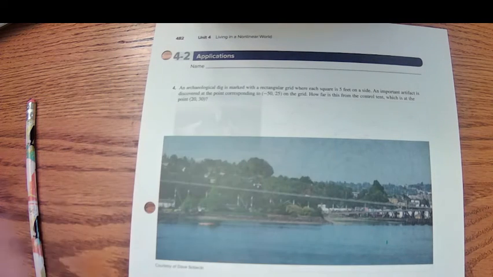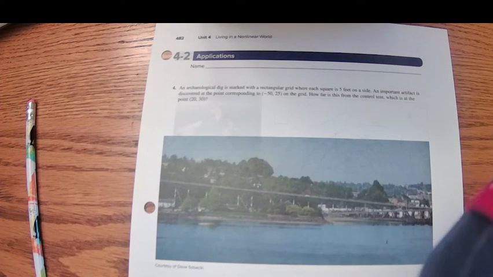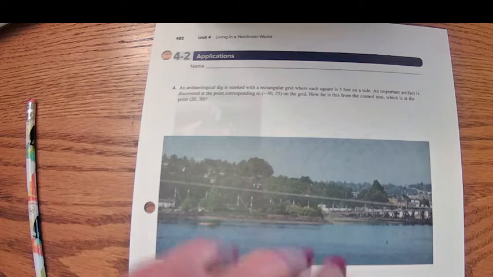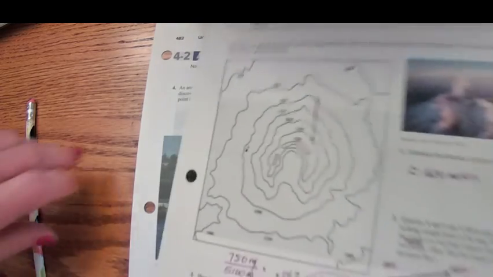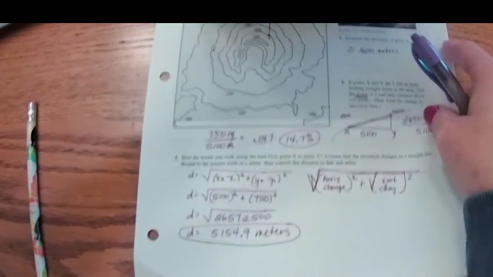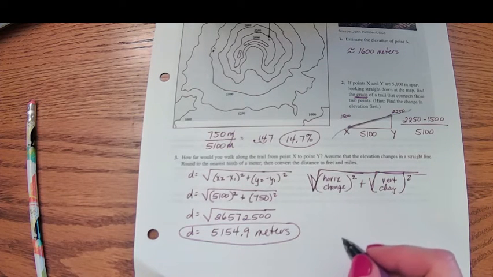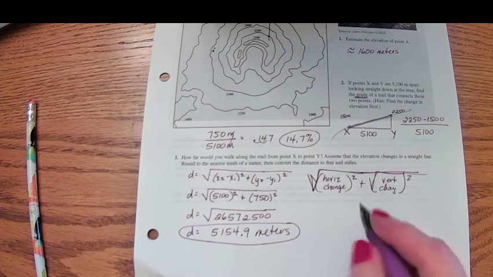Let's go ahead and look at problem number 4. Oh, wait a minute, we didn't finish question number 3. Question number 3 then asked us how many miles is it. Find the distance to the nearest tenth of a meter, then convert to feet and to miles. All right, we still have a little bit of a conversion. This is to the nearest tenth of a meter. Okay, so let's convert to feet.